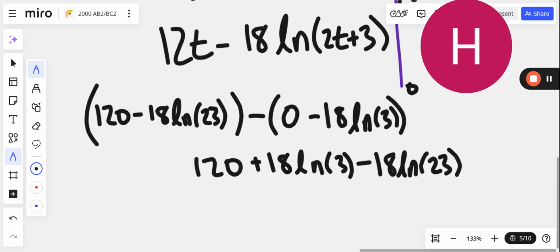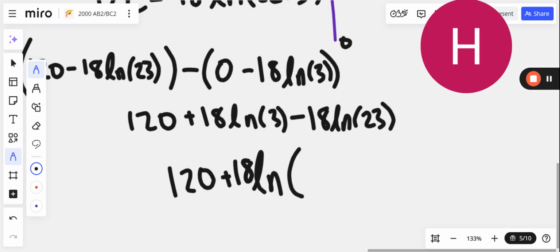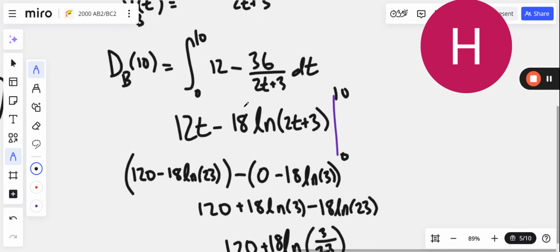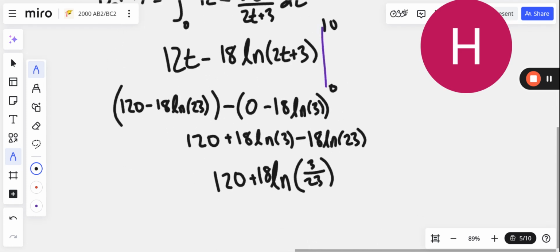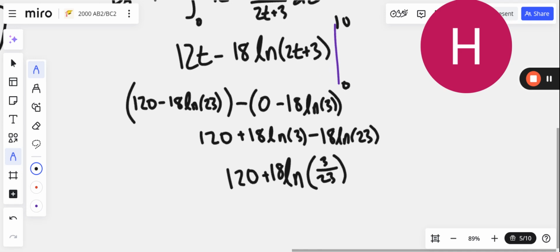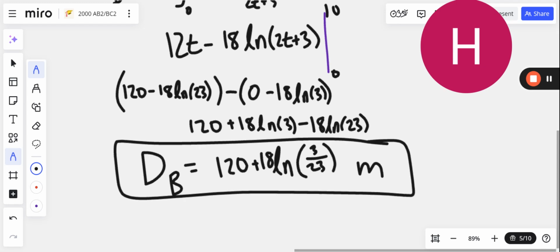This is interesting. So this is going to be 120 plus 18 ln of 3 over 23. Starting to lose the significance of this here. But yeah, apparently that's what it comes out to be. So these are likely very, very small numbers. That'll be my distance. I might not get full credit for that if I were to put that on the exam, but I mean, that is the calculation.